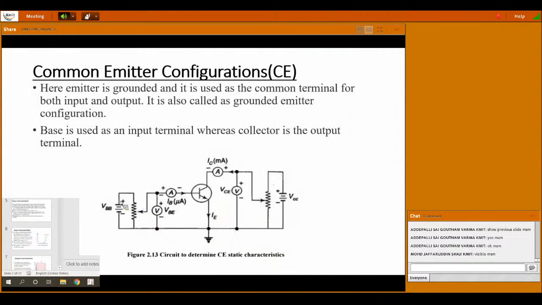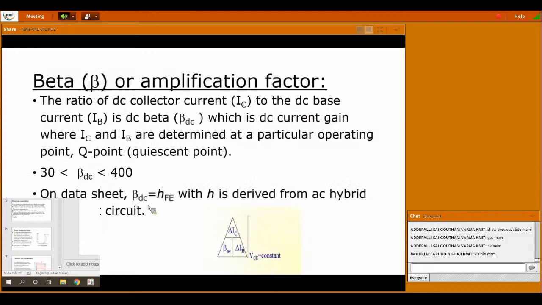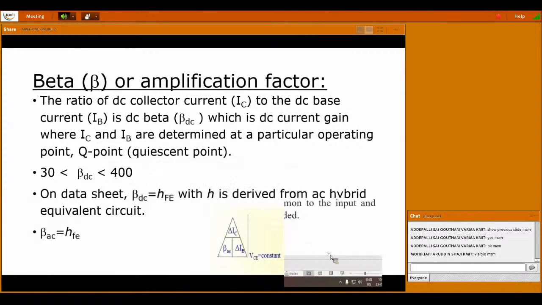Here we have applied VBB, right? So instead of that, we have to apply an AC signal source. Then you could find your AC beta. So beta DC is also termed as HFE. H is derived from your hybrid circuit, two port network. So hybrid parameter, HFE is one of the hybrid parameters, which is a forward current gain.